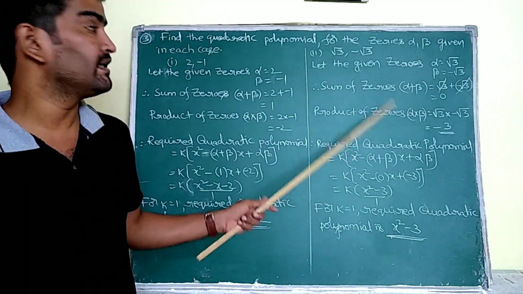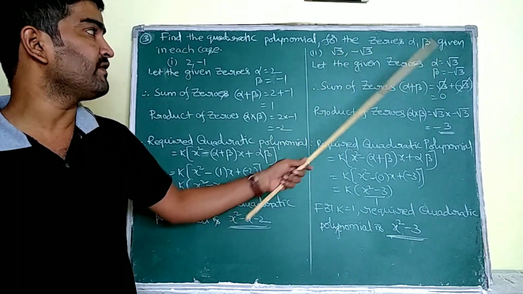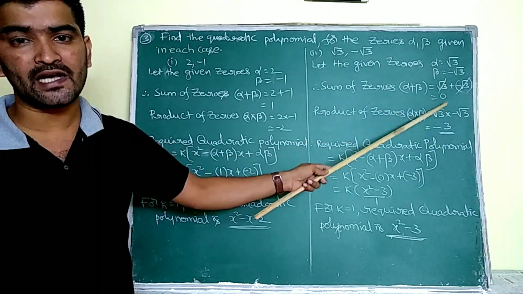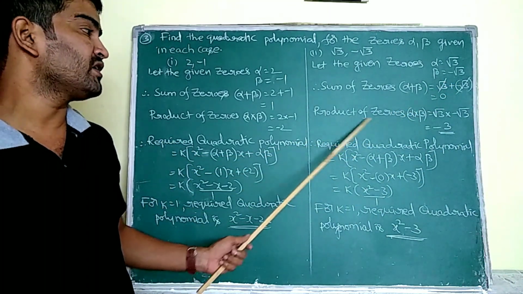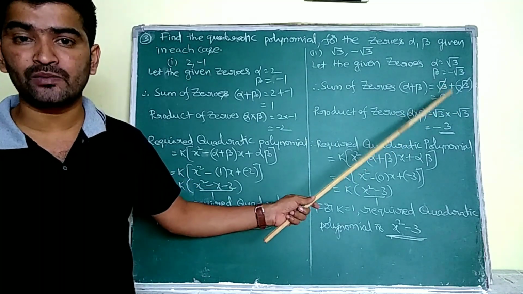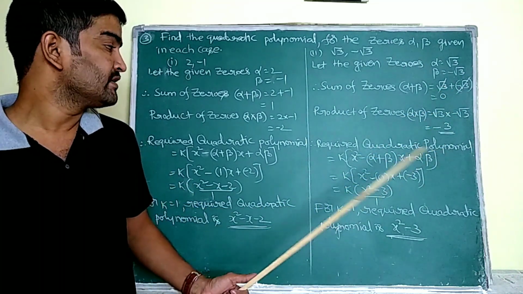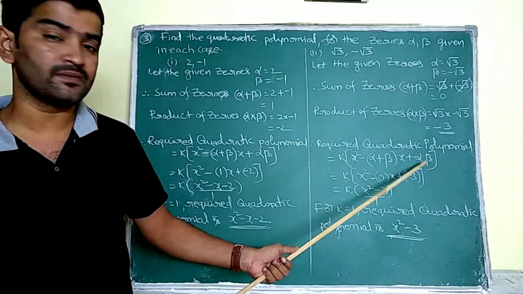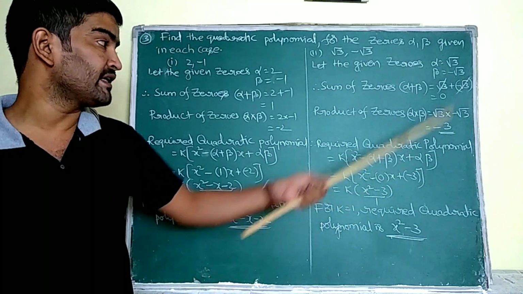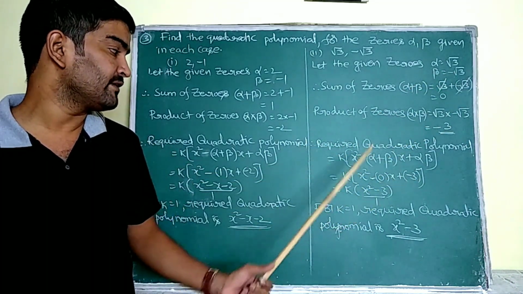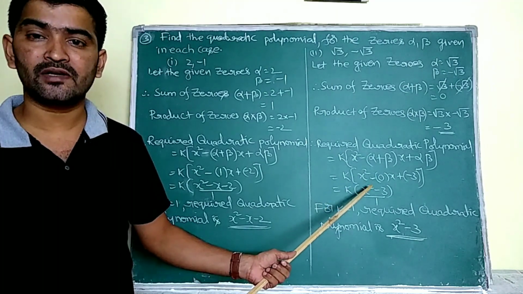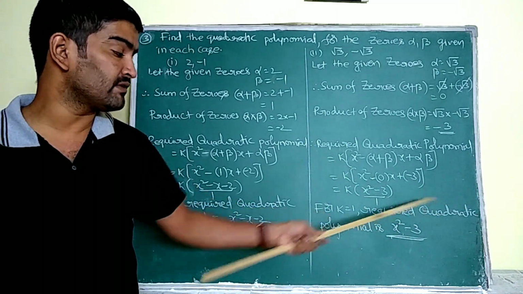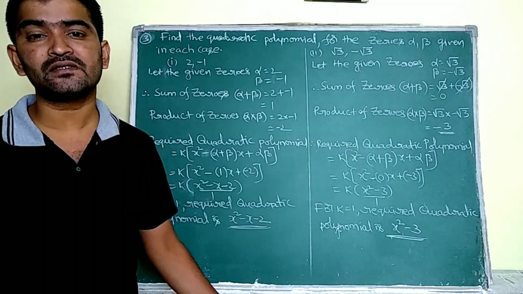Similarly, here also he gave the zeros, one is alpha, another one is beta. So the sum of zeros is root 3 plus minus root 3, those are going to be cancelled and the sum of zeros is 0. Product of zeros, alpha into beta, that is root 3 into minus root 3, that is equal to minus 3. So the required quadratic polynomial is k into x square minus sum of zeros into x plus product of zeros. So x square minus 0 into x plus minus 3. So k into x square minus 3. Here the denominator is 1. So for k is equal to 1, the required quadratic polynomial is x square minus 3.